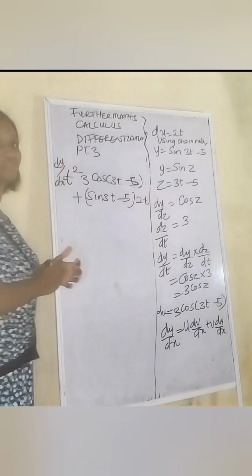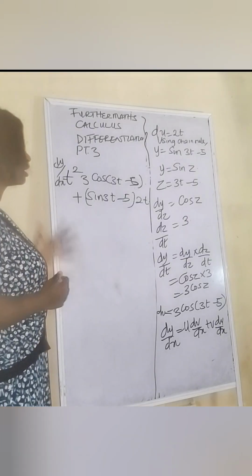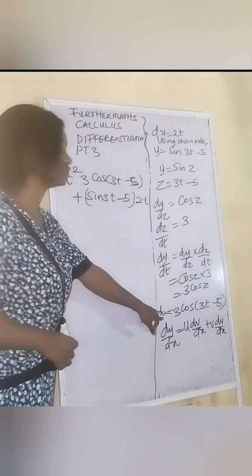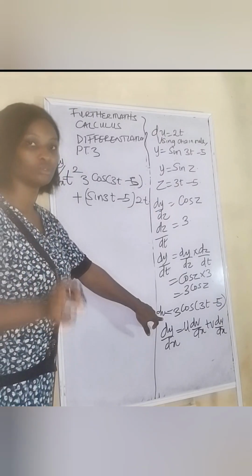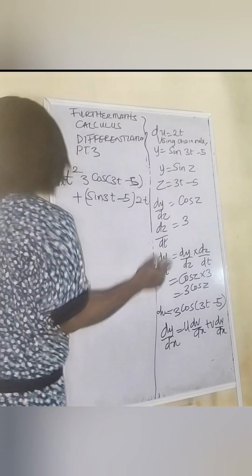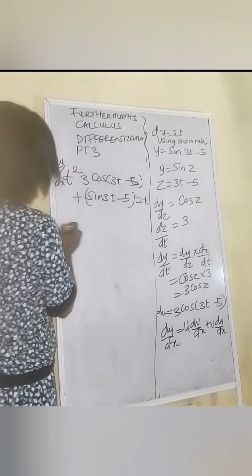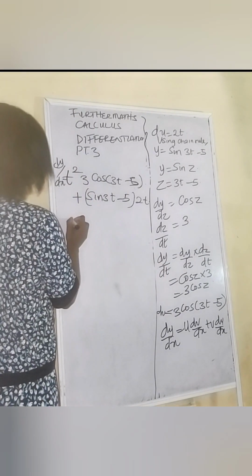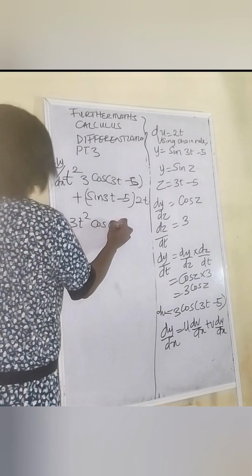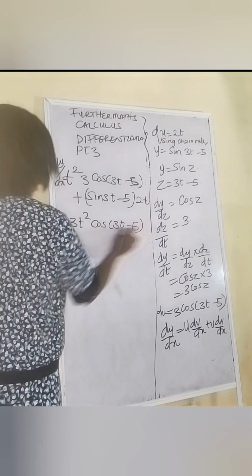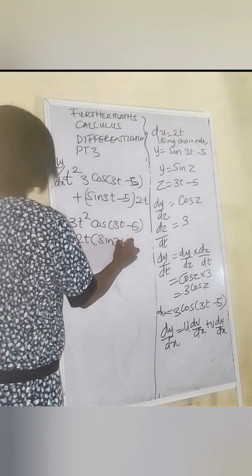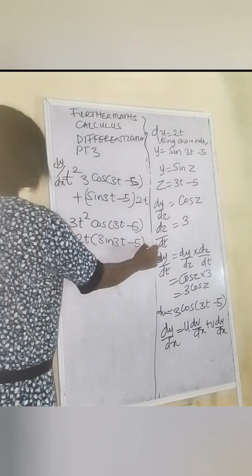If you are confused, do go to the comment section below and ask your question. You understand this one represents our dv. So we got our dv using chain rule. So this is how we got our dv. So don't get confused. So now let's continue. We now have 3t squared cos 3t minus 5 plus 2t sine 3t minus 5. So this is our final answer.